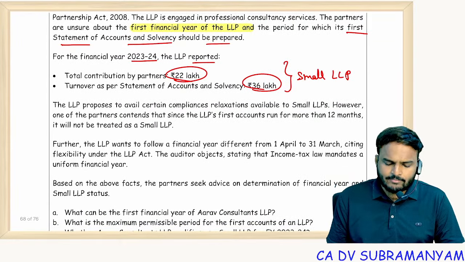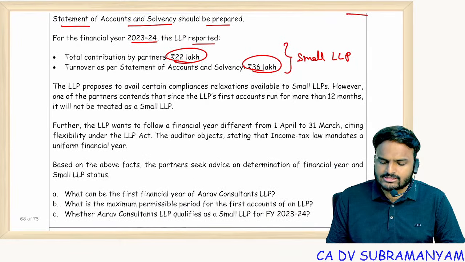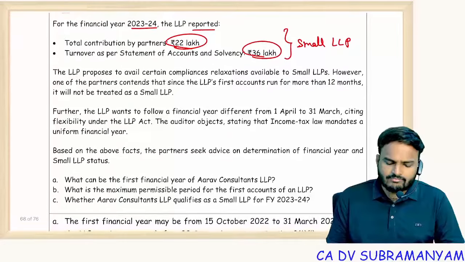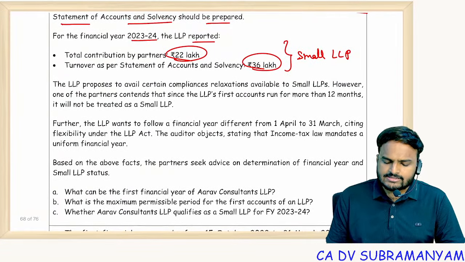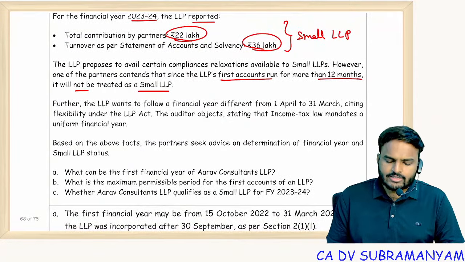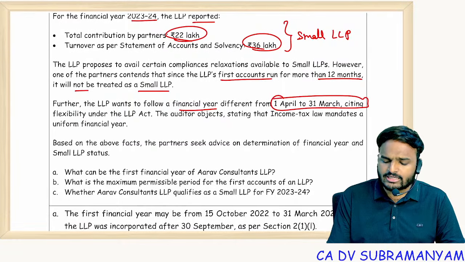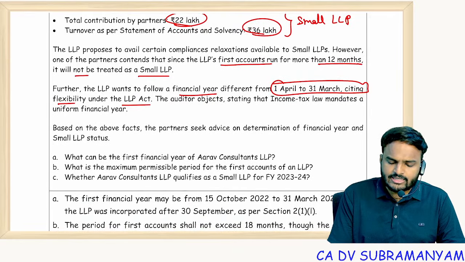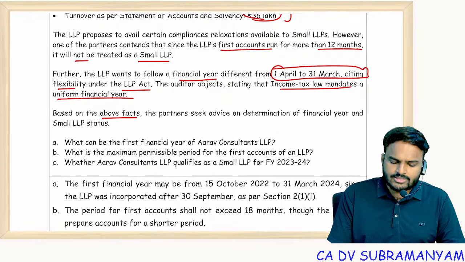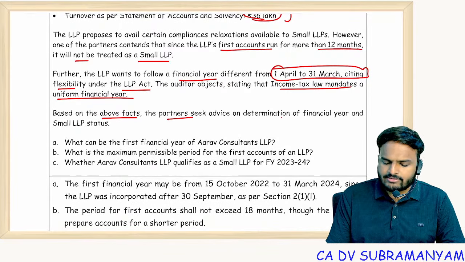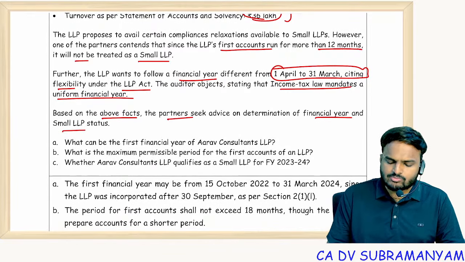The LLP proposes to avail certain compliance relaxations available to small LLP. However, one of the partners contends that since the LLP's first accounts run for more than 12 months, it will not be treated as a small LLP. Further, the LLP wants to follow a financial year different from 1st April to 31st March, stating flexibility under the LLP Act. The auditor objects, stating that income tax law mandates a uniform financial year. So based on the above facts, the partner seeks advice on determination of financial year and small LLP status.